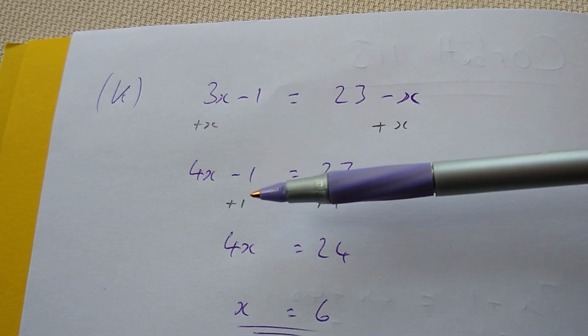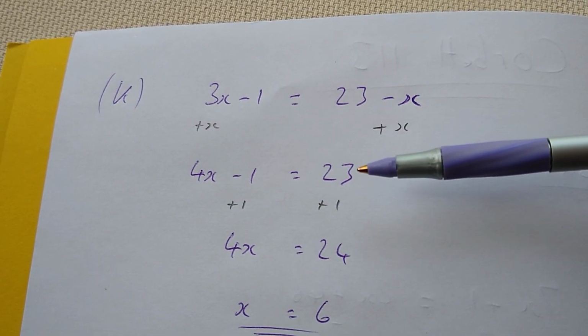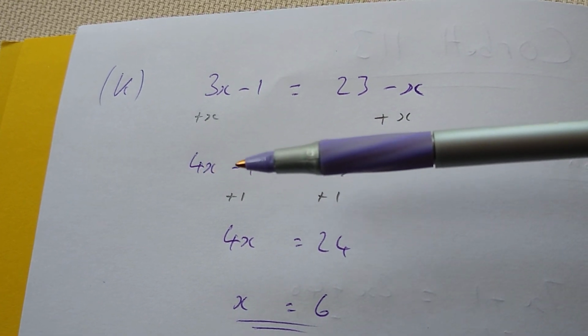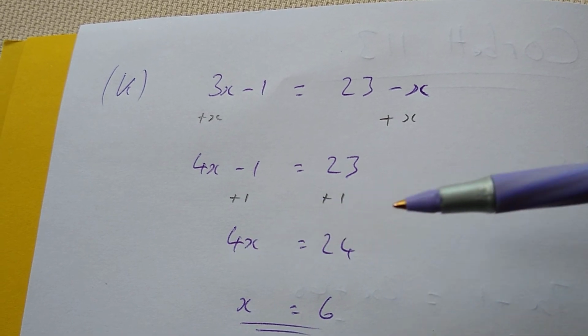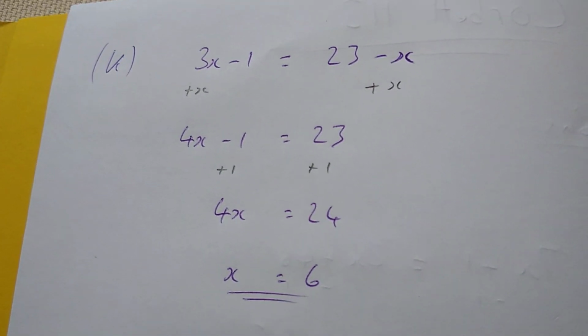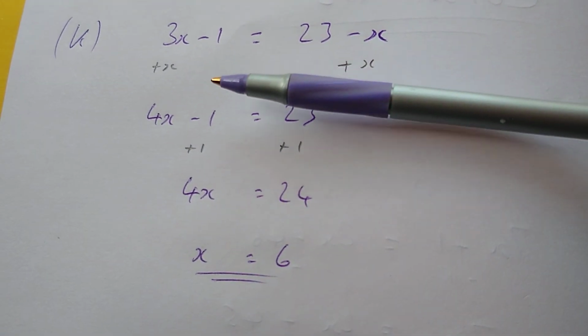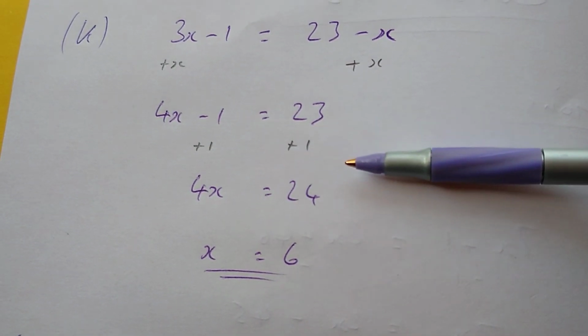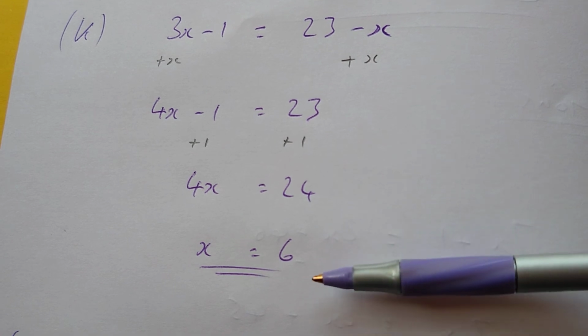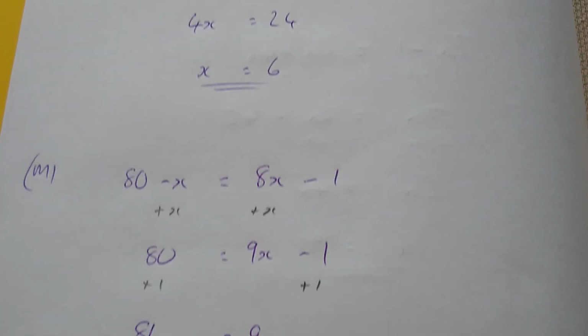I still have my minus 1. I still have my 23. So 4x minus 1 equals 23. Add 1 to both sides. 4x equals 24. And why is that? Because minus 1 plus 1 is 0. We are just left with 4x there. And then divide both sides by 4 to get x equals 6.